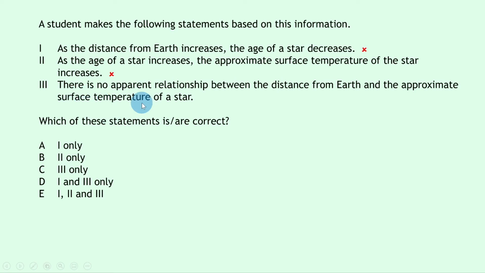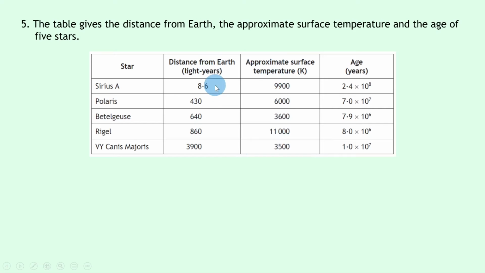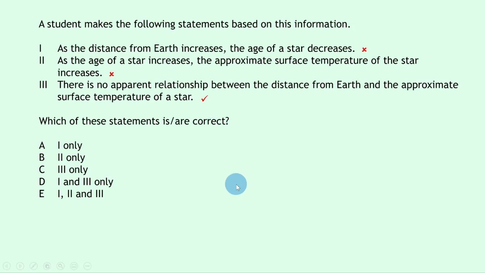And then for statement 3, there's no apparent relationship between the distance from Earth and the approximate surface temperature of a star. Well, looking back at the table, we can see that as the distance from the Earth increases, the approximate surface temperature does decrease until we get to this point where it just randomly increases again and then decreases again. So we can say that there is no clear relationship here. So that statement must be true, so we can give that one a tick. So we can say that the only correct one is 3 only. So that gives us the answer C here.